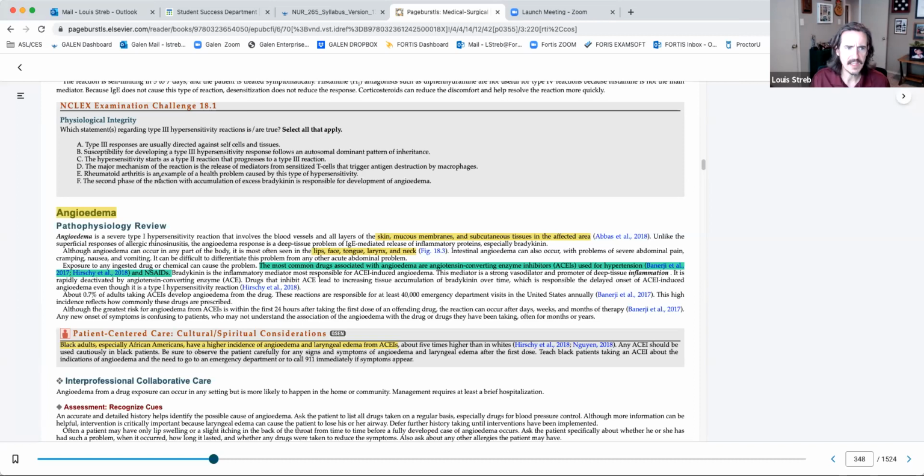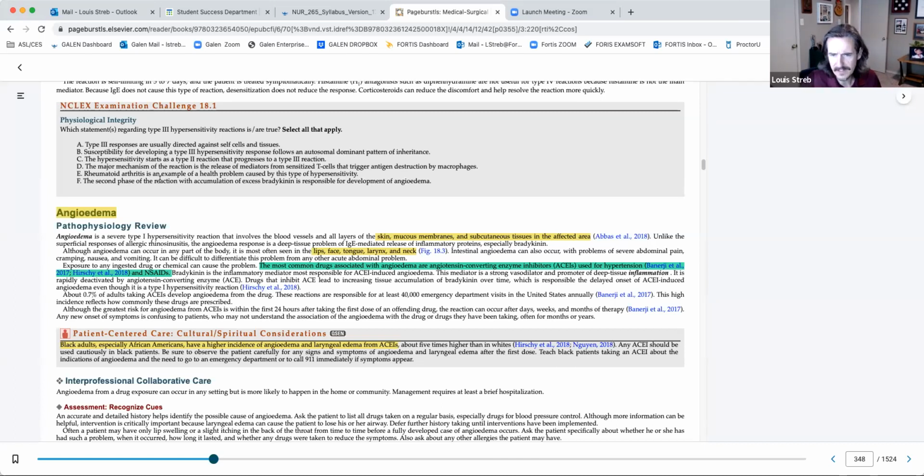When we start thinking about angioedema, it can occur really anywhere, but we most often see it in your lips, your face, your tongue, your larynx, and your neck. What are we worried about with those areas? It's the airway. That's the part that we worry about most.